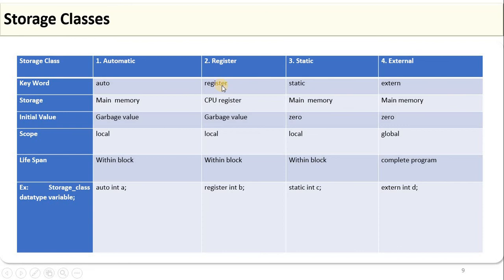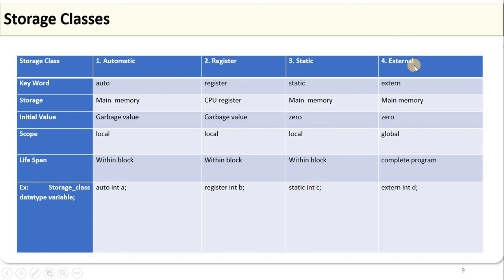Similarly, for the register storage class, the keyword is register, and it is stored in the CPU memory. Initial value is garbage value, scope is local, lifespan is within a block, and it is declared as register int b. For static, the keyword used is static, it is stored in the main memory. Initial value is 0 if it is not initialized, scope is local, lifespan is within a block, and it is declared as static int c.